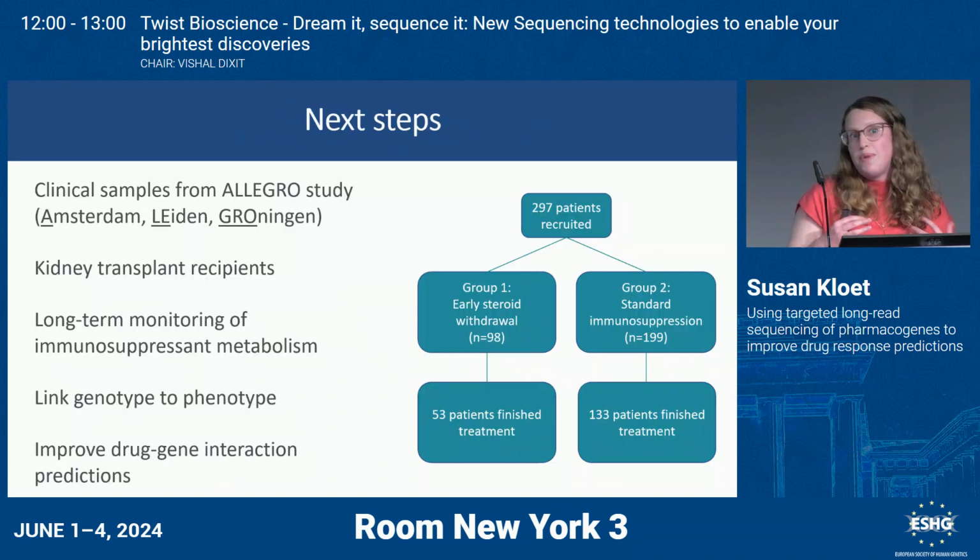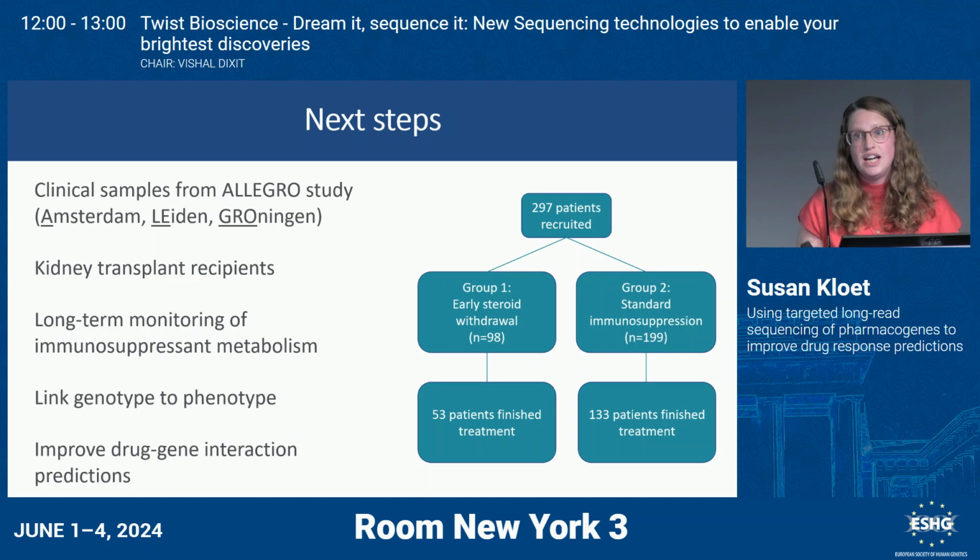So now that we know our panel's working really well, we wanted to move to clinical samples. For this, we're working with samples from the Allegro study coming from 3 sites in the Netherlands. These are individuals who have received kidney transplants, and they've undergone long-term monitoring of their immunosuppressant metabolism. So we have really great drug metabolism longitudinal data for these individuals. Our goal with this study, similar to what we did with CYP2D6, is to eventually link each individual's genotype to their drug metabolic phenotype, with the goal of improving drug-gene interaction predictions.